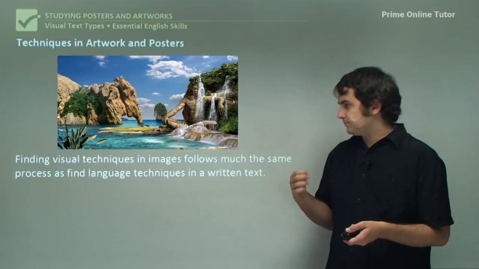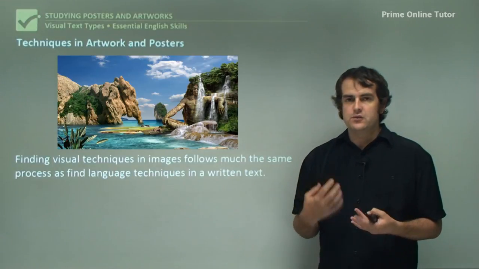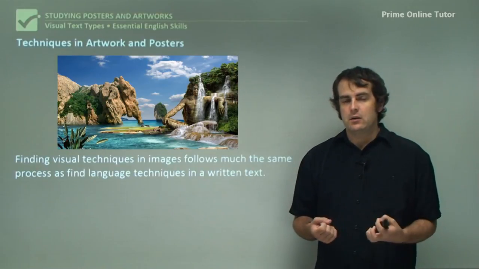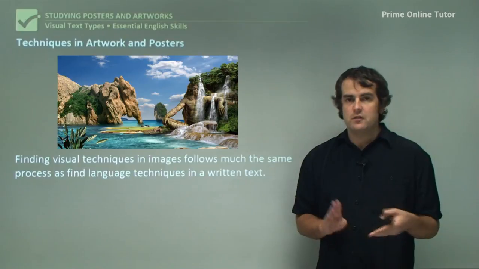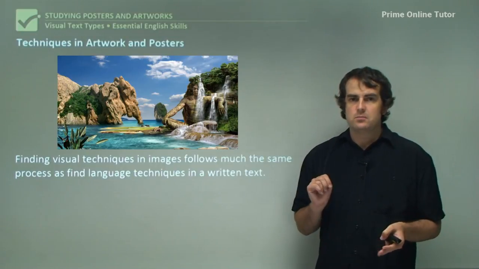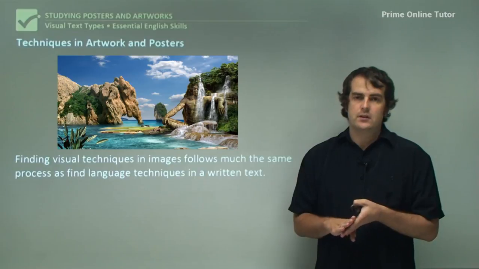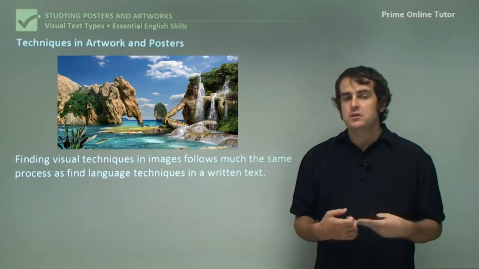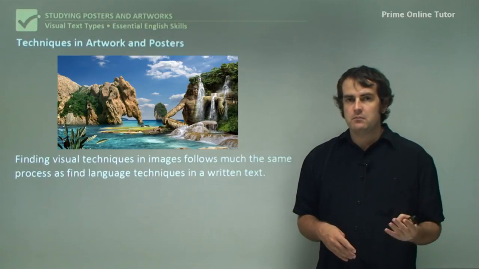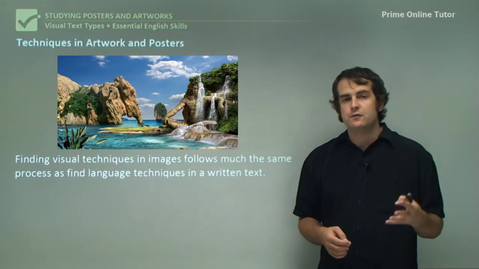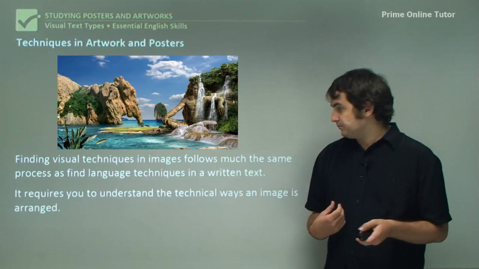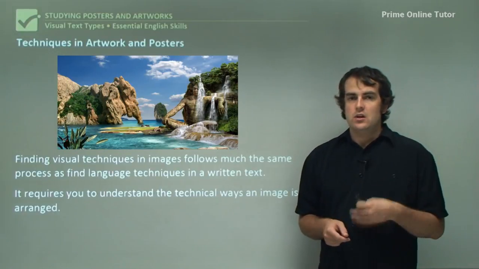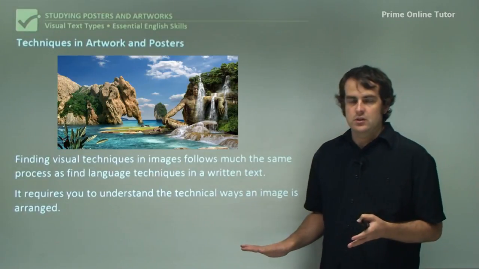Okay, so using visual techniques, or interpreting visual language, is the same as what you do when you're interpreting written language, as in you'll use a number of different techniques, you'll try and find some technical terms for them, and you'll try and put it all together in a package where you're not only describing a technique which is being used, but describing it using a specific technical term, which allows you to hit the nail on the head for what it is that the image does. It requires you to understand the technical ways an image is arranged. So, as I mentioned before, that technical language is what you'll be using.